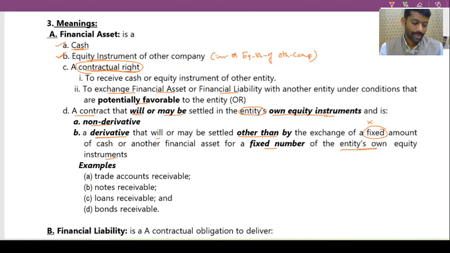Is it like depository receipt, a fixed number of the entity's own equity instruments? No, dear, no. As a part of purchase consideration, sometimes an entity issues its own shares. Exactly. This is nothing but purchase consideration in case of amalgamation. Are you understanding? Yes, sir. Business acquisition or business combination.